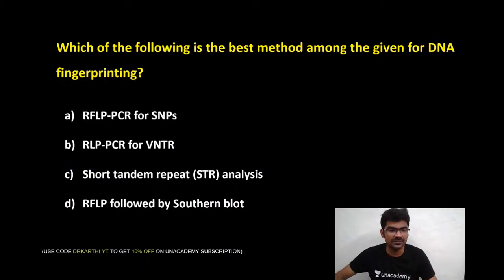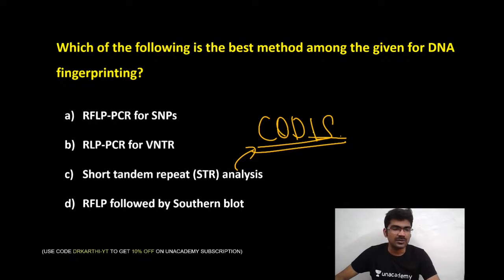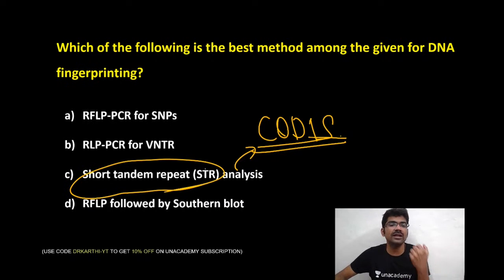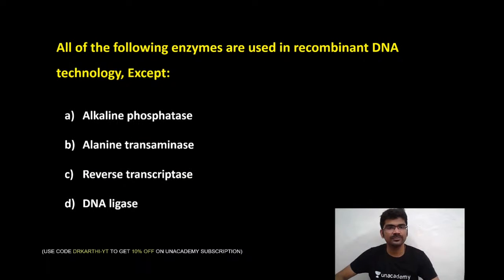Very, very important. In the US there is something called CODIS. CODIS is a database for DNA fingerprinting. This CODIS has the data for microsatellite repeats only. So it's good that I put this question. Many of you may be thinking VNTR, but VNTR is not the thing. It is this only.